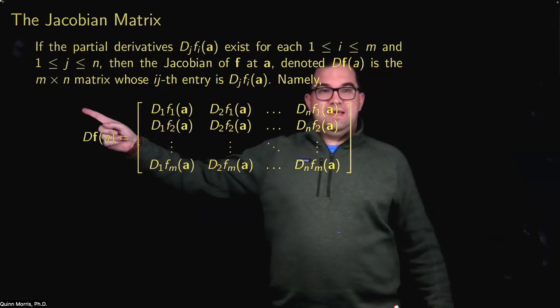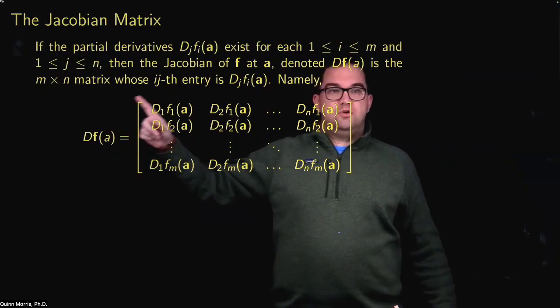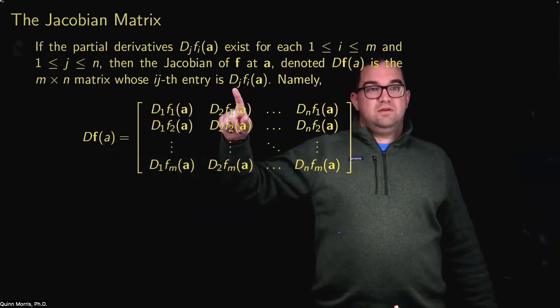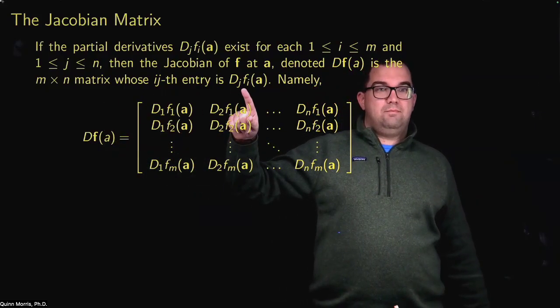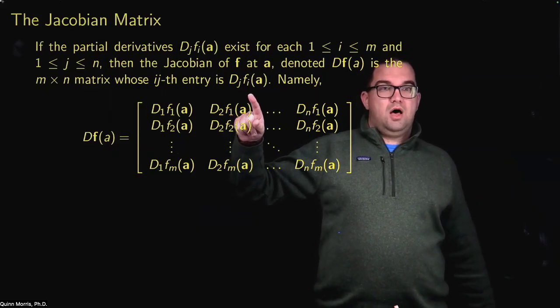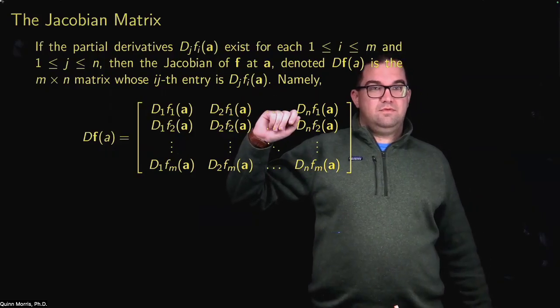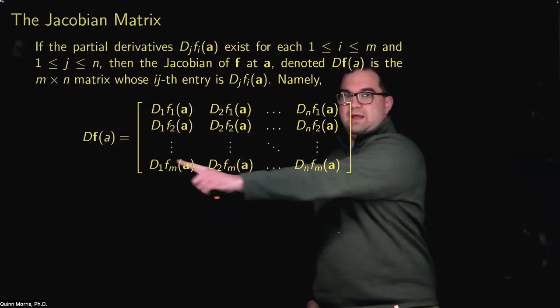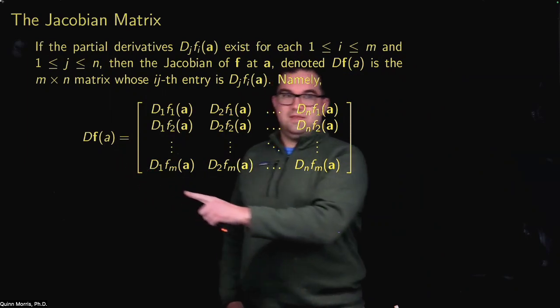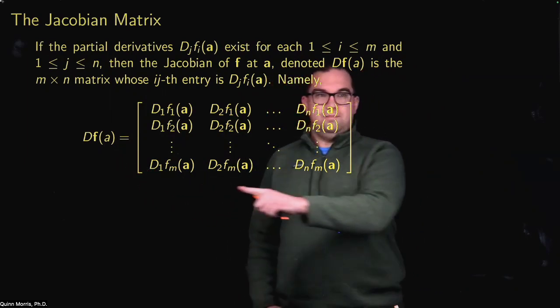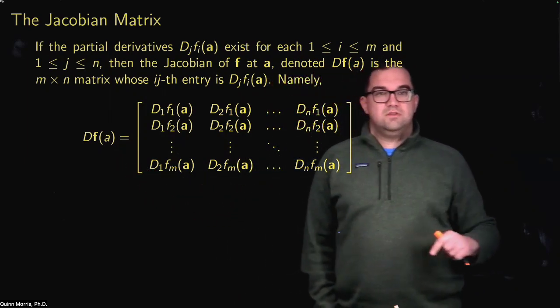And this is the m by n matrix whose ij-th entry is just the derivative with respect to the j-th variable of the i-th component function of f. Okay, so written another way, the Jacobian is exactly that matrix we saw a minute ago. This is the Jacobian matrix.